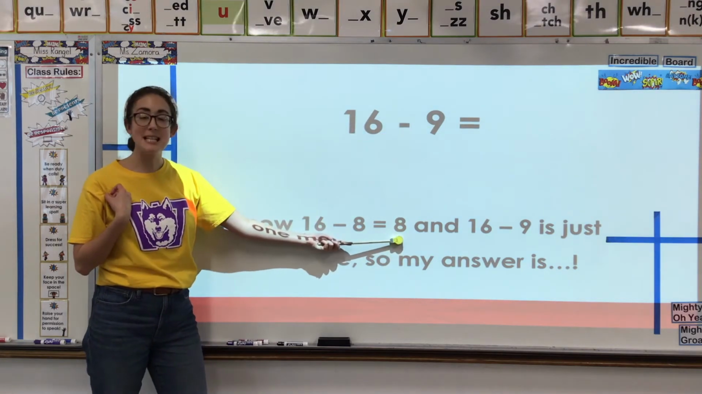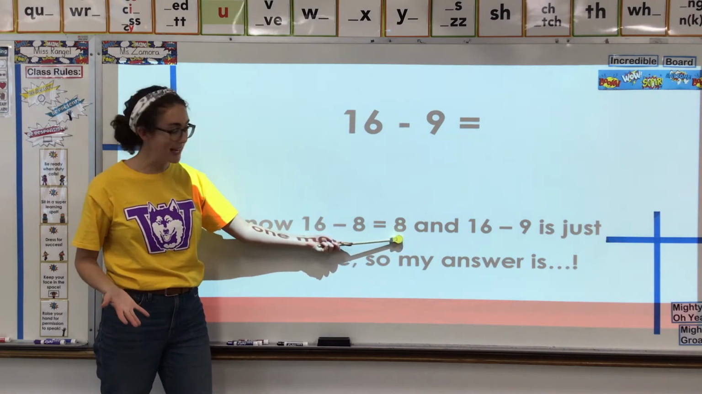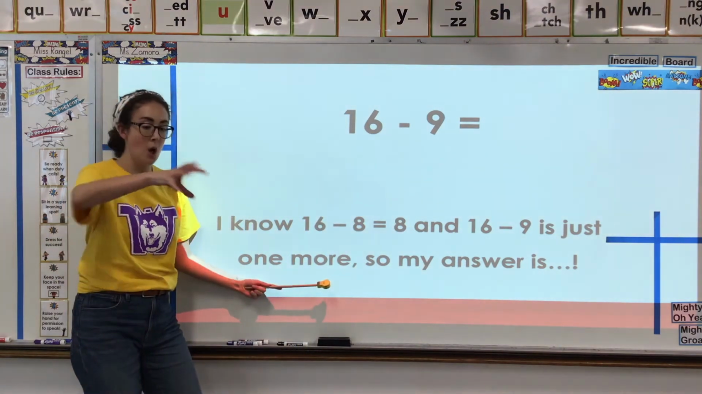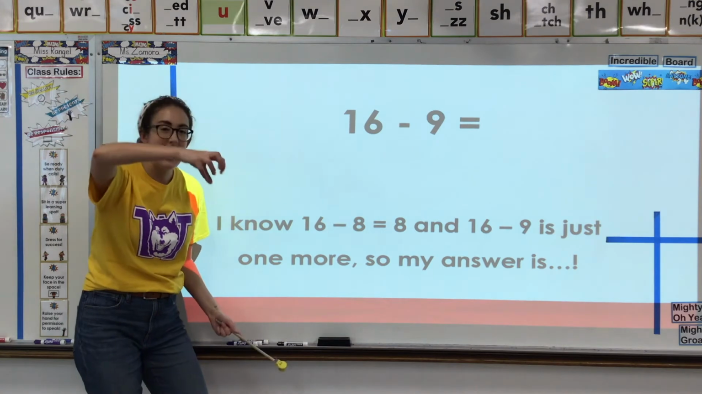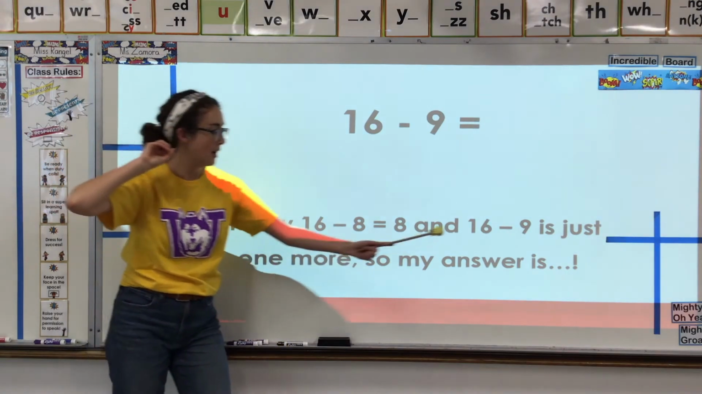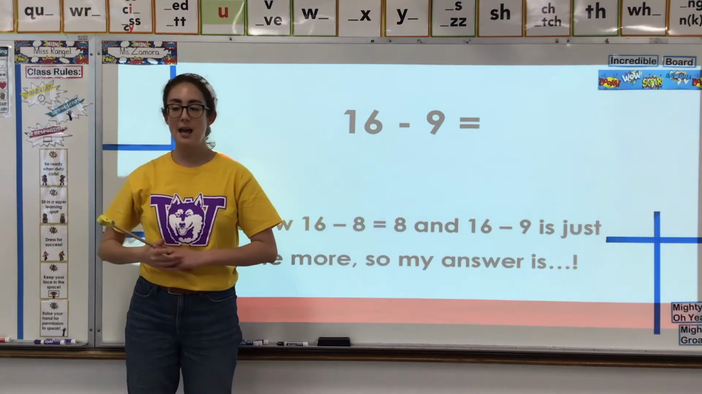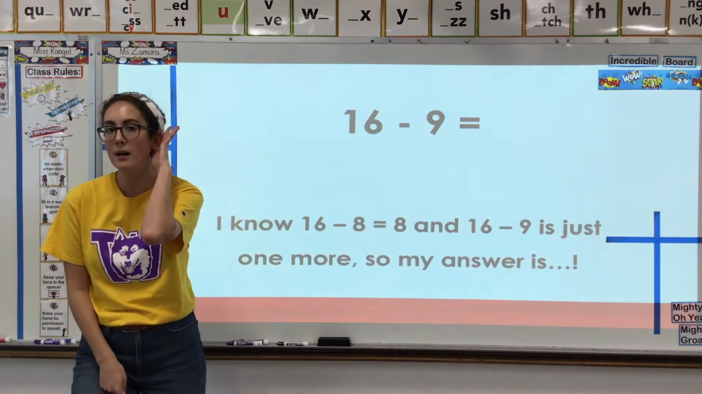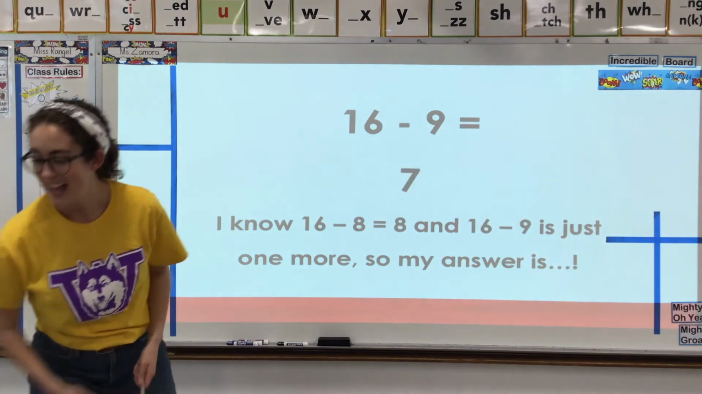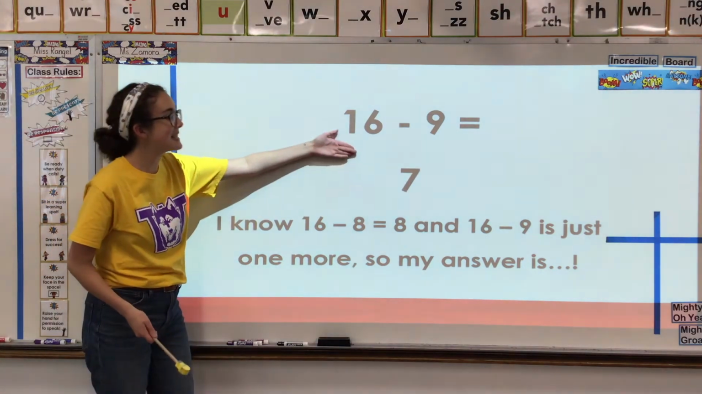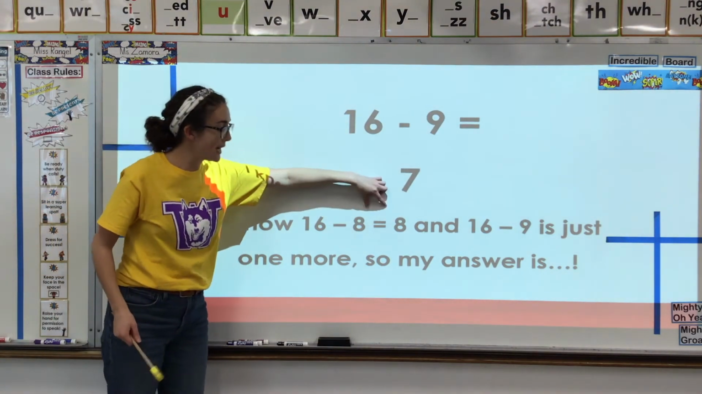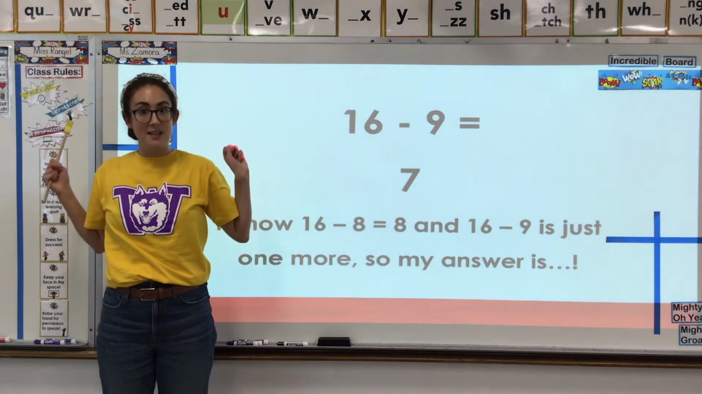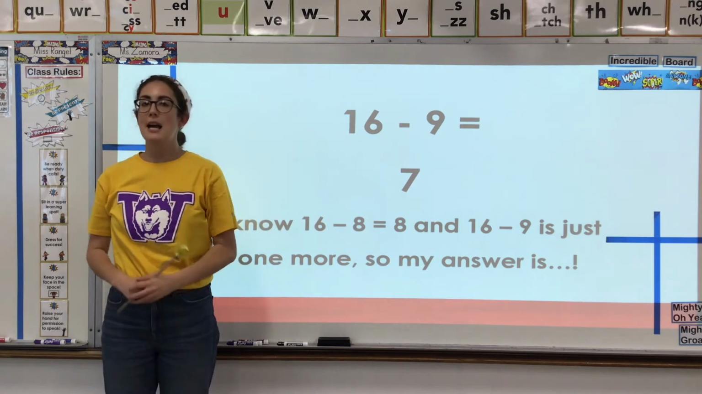So if 16 minus 8 equals 8, and 16 minus 9 is just 1 more, take away another 1, my answer is, what would it be? Can you write it down? Shout it out. 7. It would be 7 because we already had 8, but we had to subtract another because of 9, and then we got 7.